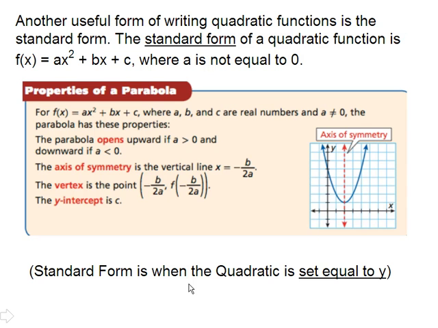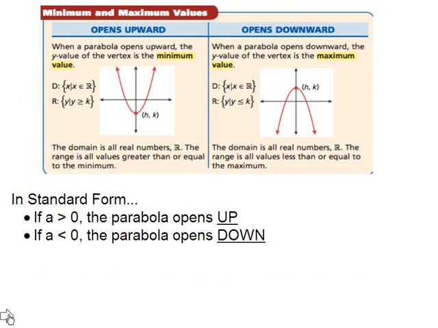Standard form is when the quadratic equation is set equal to y. And again, we want to have the x squared, then the x, then the constant in that order. And again, we can talk about the vertex point. We can have a minimum value and we can have a maximum value. So when we have our parabola opening up, we're going to have a minimum value, and this minimum value will be this vertex point (h, k).